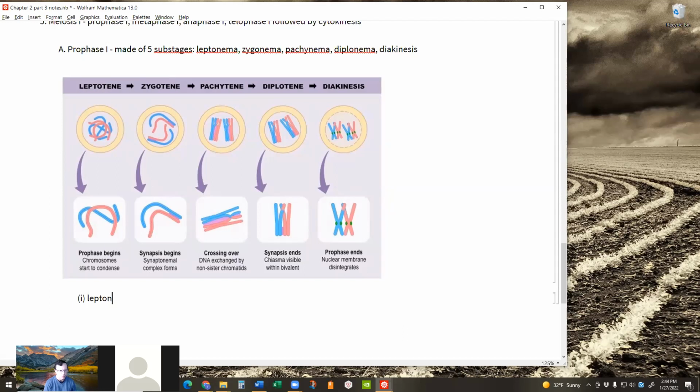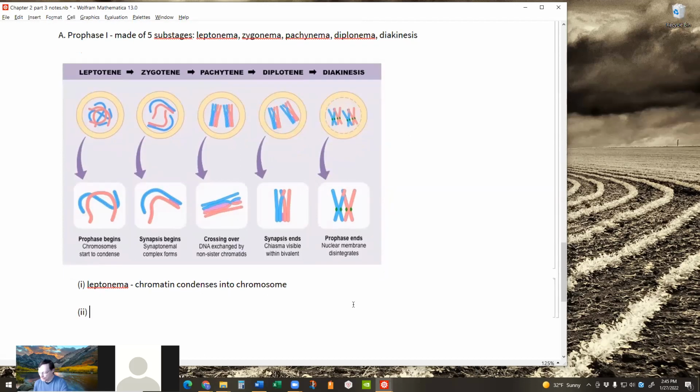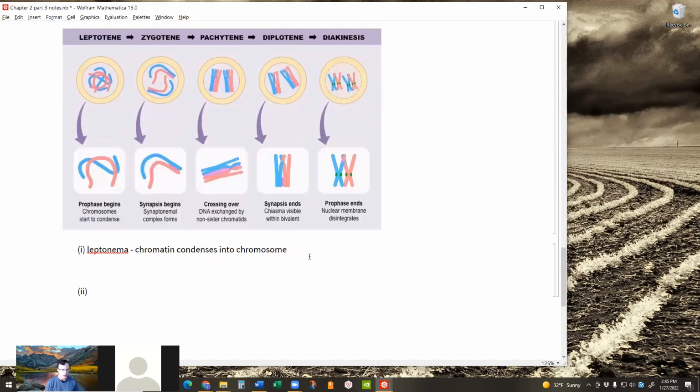All right, leptonema. Probably the most important thing you take away from leptonema is that during prophase 1, leptonema is a specific substage in which the chromatin condenses into chromosomes. Now, when the chromatin condenses into the chromosomal state, you will be able to see bead-like structures that form along the chromosome. And those bead-like structures are called chromomeres. And you can see that in your textbook. Take a look at figure 2.10.